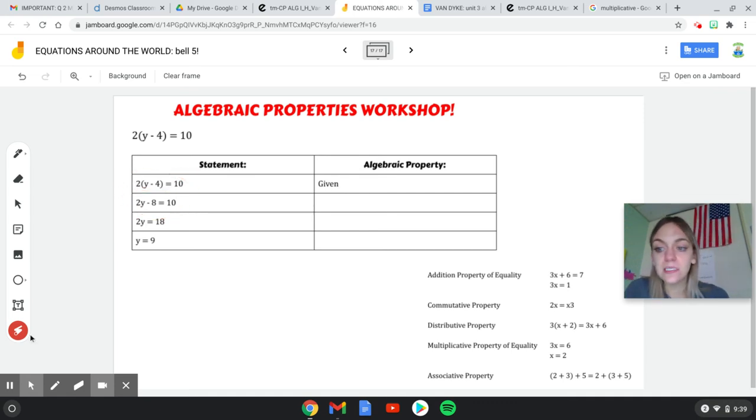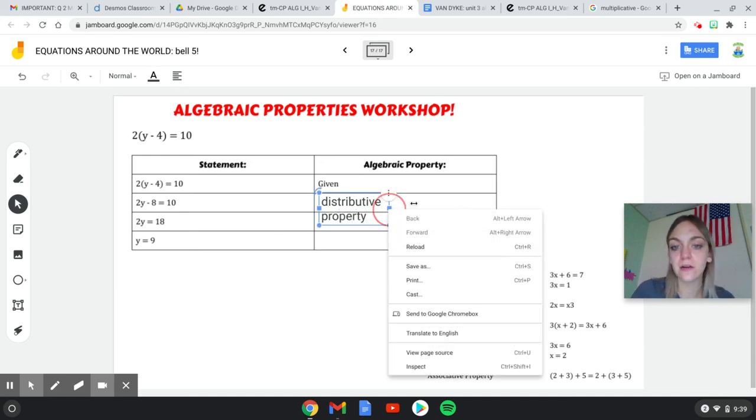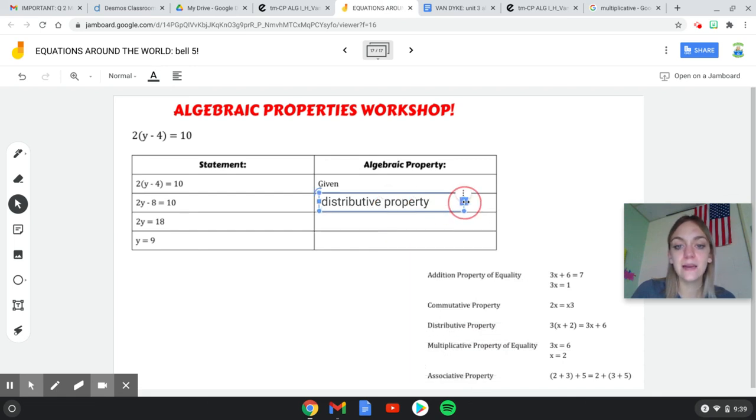Again, when we're solving multi-step equations, the first step that we do is the distributive property if it's there, and it is here. We know that because there are parentheses. So our first algebraic property is the distributive property. We're distributing that 2 to the y, making it 2y, and 2 to negative 4, making it negative 8.